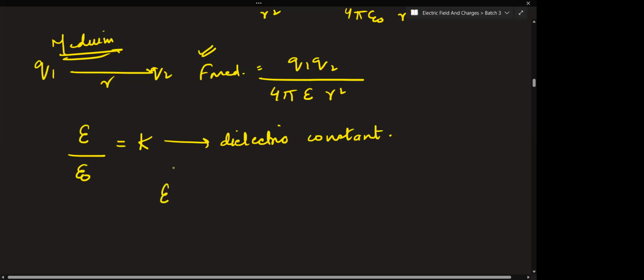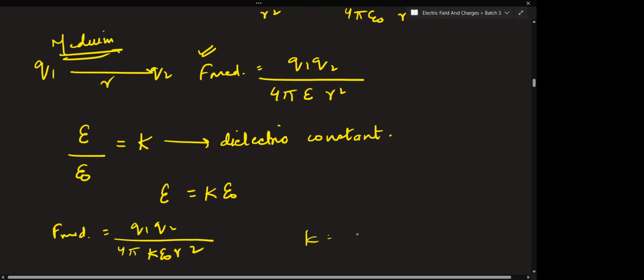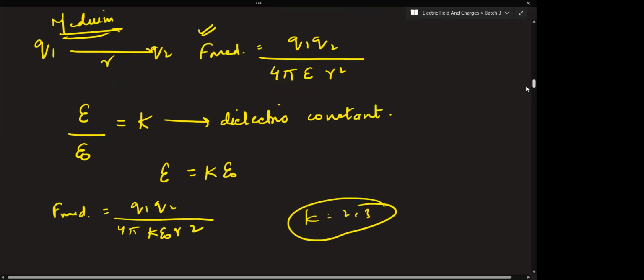So if you are given some other medium and you know epsilon, this can be written as K times epsilon naught. So if the medium is given, just simply write 4 pi K times epsilon naught R square. Now K will be given to you. K will be 2, 3, or any other value. Epsilon naught, you already know. Now will you be able to calculate the force? This will be easy now to calculate.